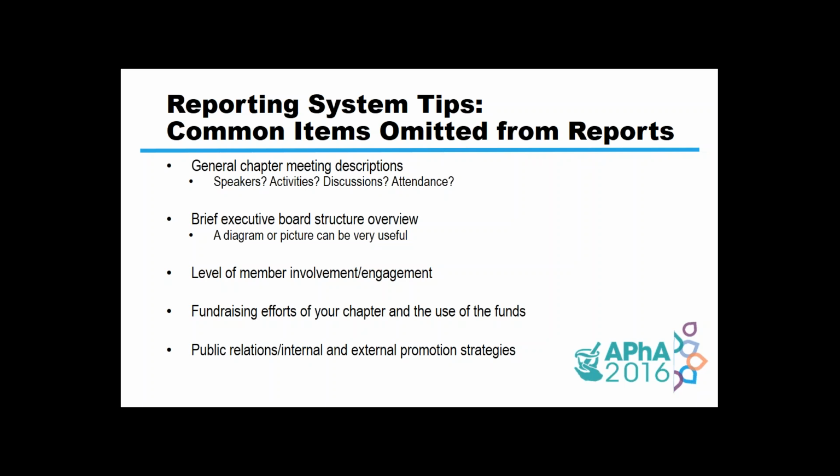So what are some items that are commonly left out of reports that we really want to see? So the first is general chapter meeting descriptions. So let us know, were speakers brought in, what sort of activities took place, what sort of discussions were had, how was the attendance? We want to know all of these things. Also provide a brief executive board structure overview, and this is where a diagram or picture can be very useful because then you don't have to use up your word count explaining your executive board structure.